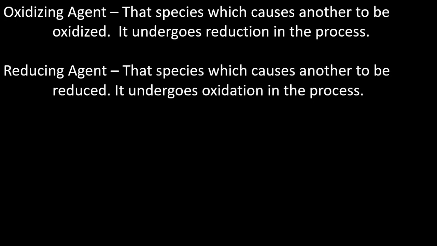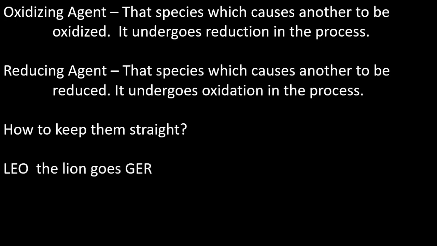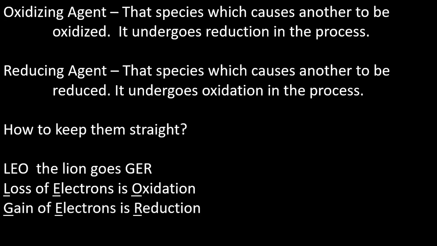So the two always go hand in hand, because for electrons to be given off by something, something else has to take those electrons in order for that sort of process to happen. How do we keep them straight? Because this is always confusing. Which one is which? I've always used the acronym LEO the lion goes GER. LEO, loss of electrons, is oxidation, and GER, gain of electrons, is reduction.